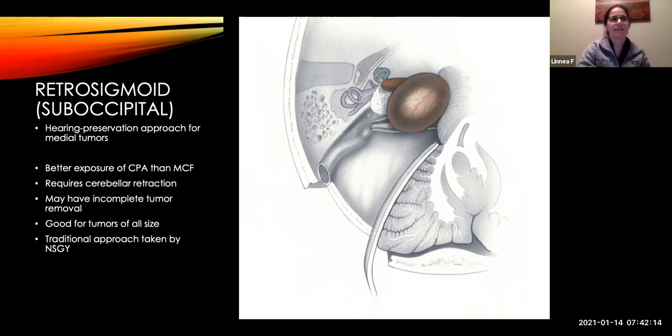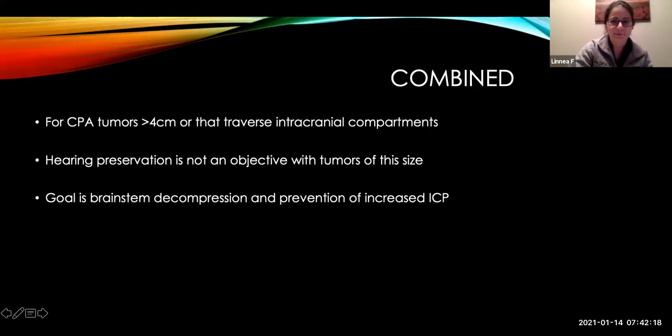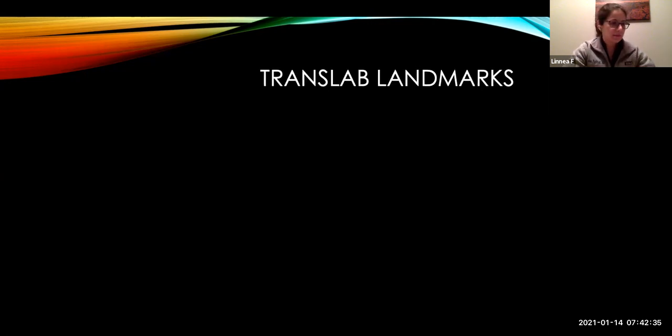It's the most likely to have headache as a side effect of the surgery. It's another thing that is sometimes in review books. Combined approaches are for very large CPA tumors, more than 4 centimeters, that have transverse intracranial compartments, if hearing preservation is not an option, or if you have a really big tumor with brainstem decompression. That's when you do a combined approach.